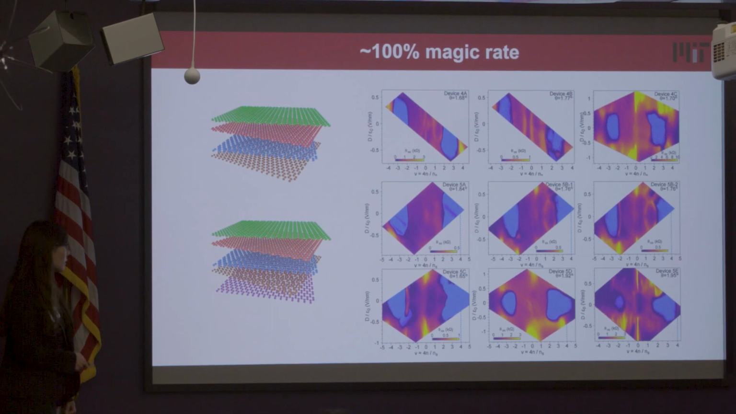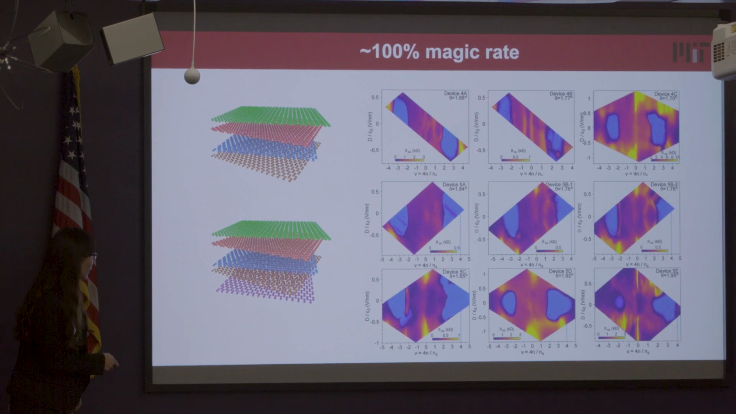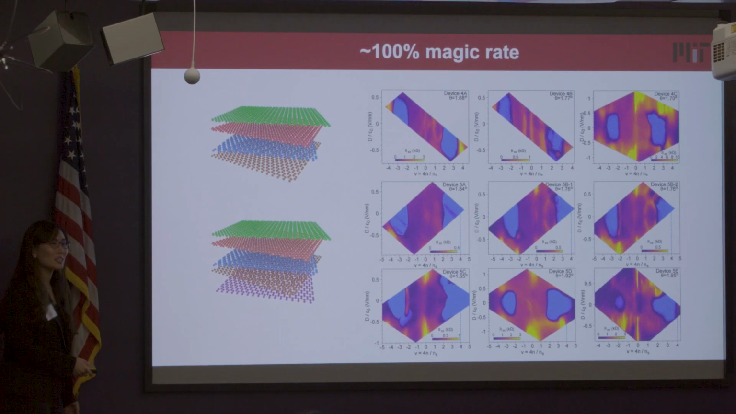For example, if you look at this map, this is for 5 layers, you can see that the superconducting dome actually extends to plus minus 4. But I don't think that means that it actually extends beyond the flat band. It probably has something to do with the gating mechanism that we have.